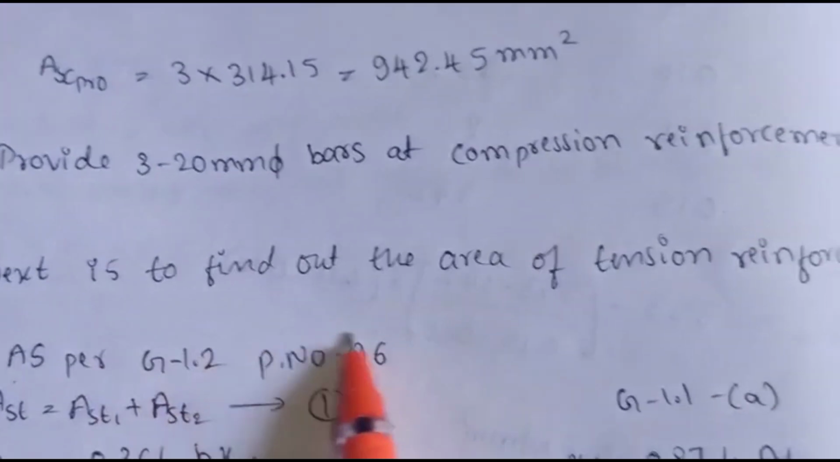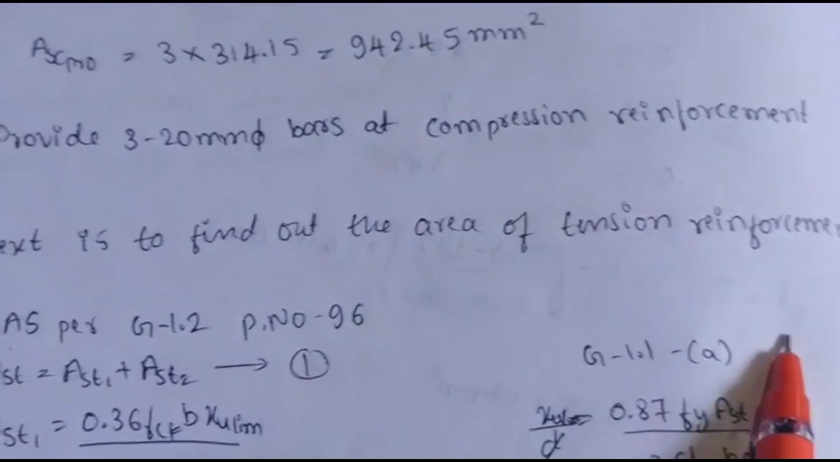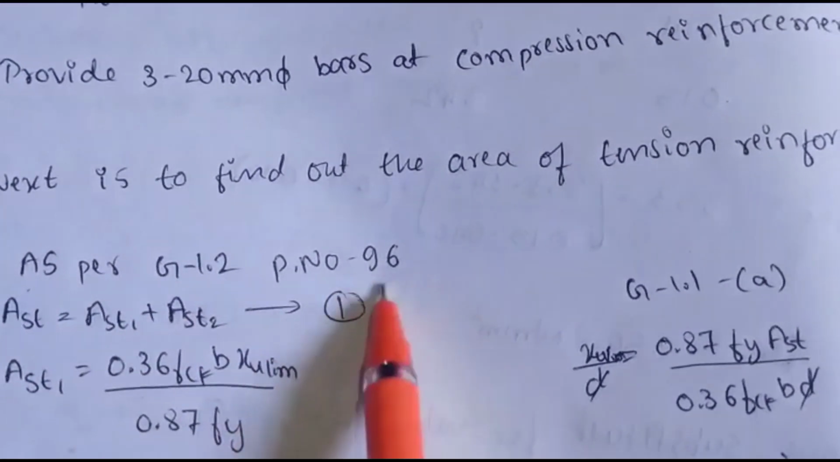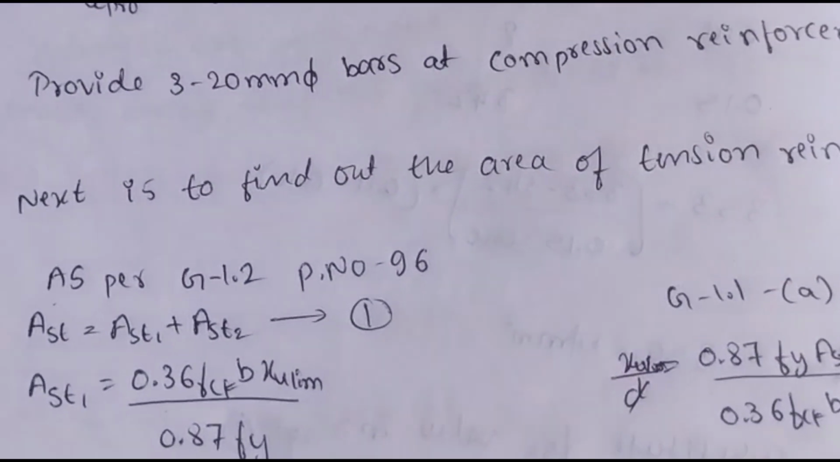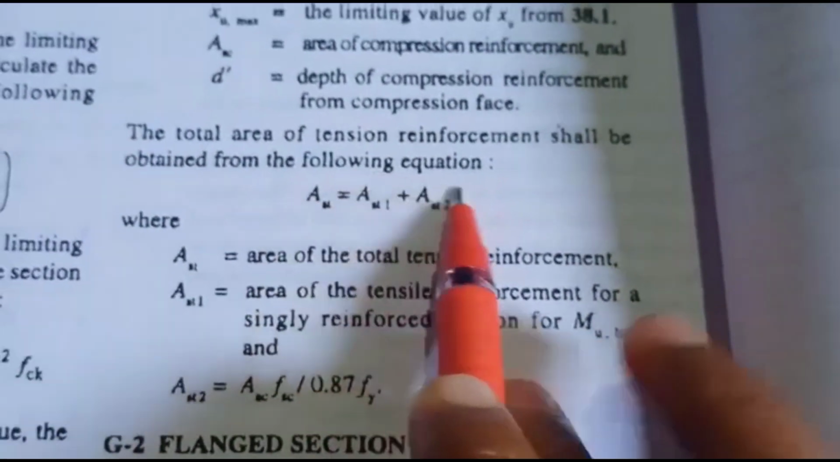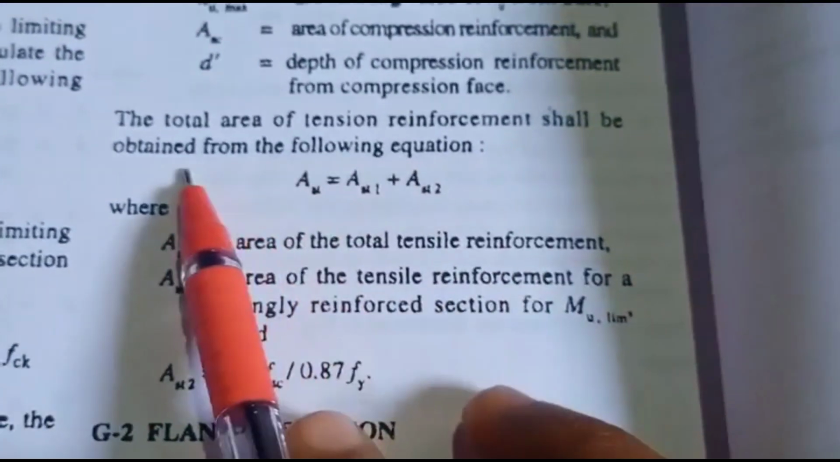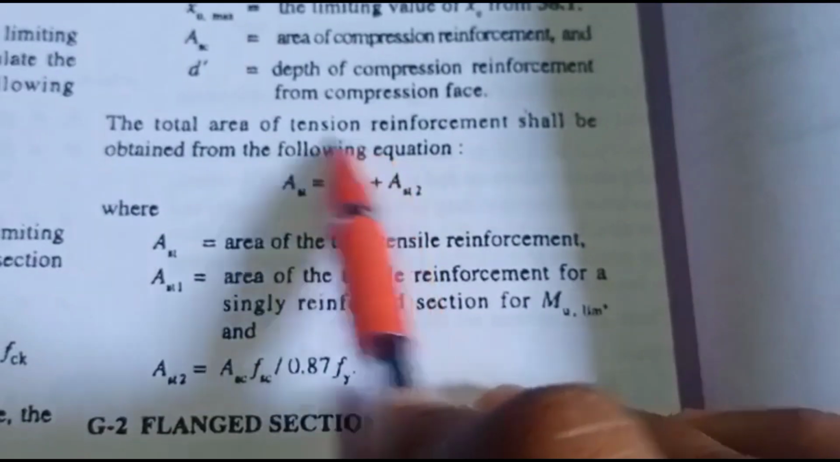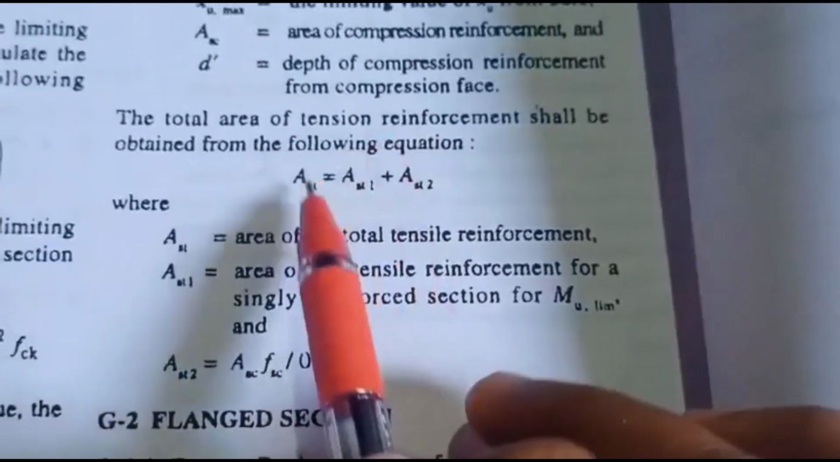So next step is to find out the area of tension reinforcement. For that, as per G 1.2, page number 96, let's see what it says. So this is page number 96. The total area of tension reinforcement shall be obtained from the following equation. We need to calculate the area of tension reinforcement by using this equation.